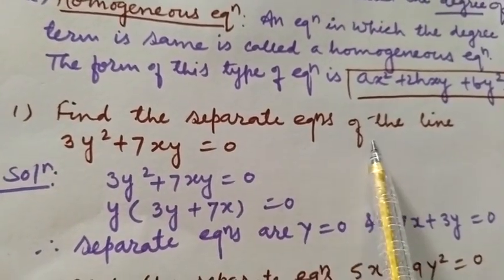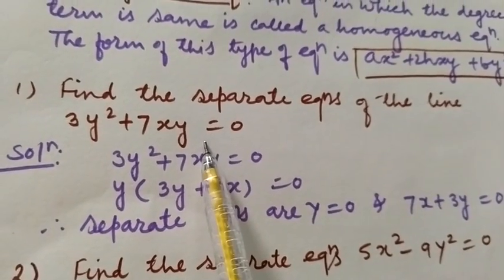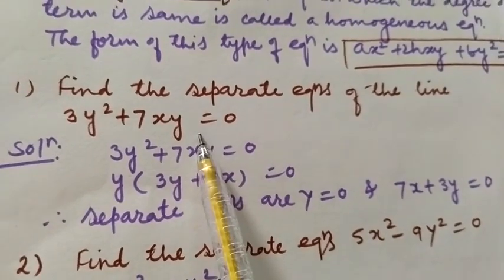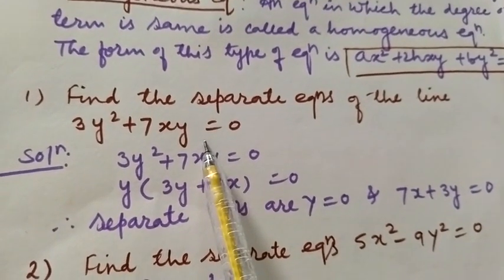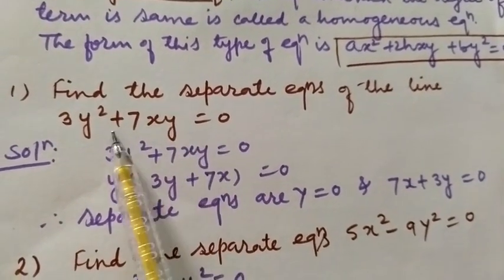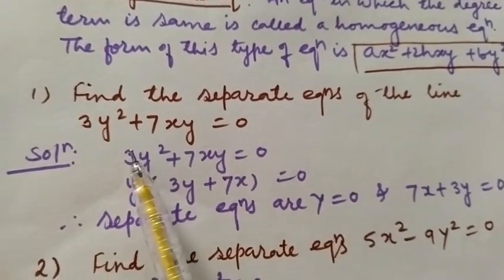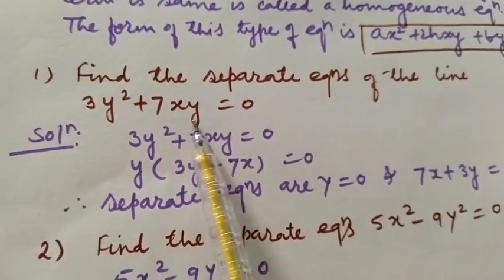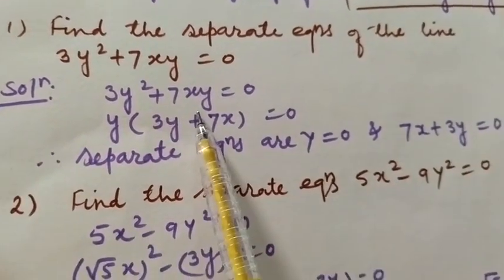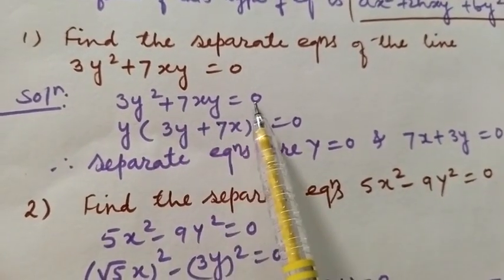Find the separate equations of the lines. Here we want to see how separate equations can be found. There we have seen combined equations. About the combined equations, now we will see how to find separate equations. When one equation is given, for example, find the separate equations of the lines 3y² + 7xy = 0.